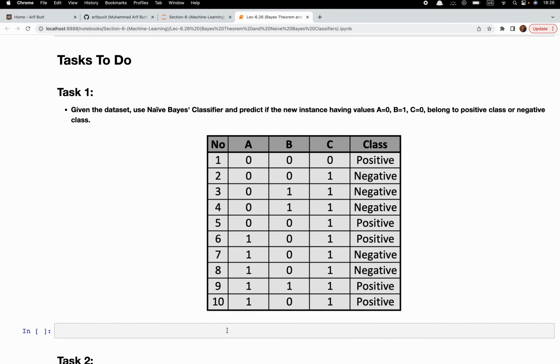Okay, my dear students, now here are the tasks for you to do for a very crystal clear understanding. After you do all these 2-3 tasks, you will have no doubt about the application of the Naive-Bayes classifier. Consider this toy data set having 10 instances or observations, each having 3 attributes A, B and C. The output label class has 2 values, positive and negative. Given this data set, use the Naive-Bayes classifier and predict if the new instance having A equals 0, B equals 1 and C equals 0 belongs to the positive or negative class. I hope this will be a piece of cake.